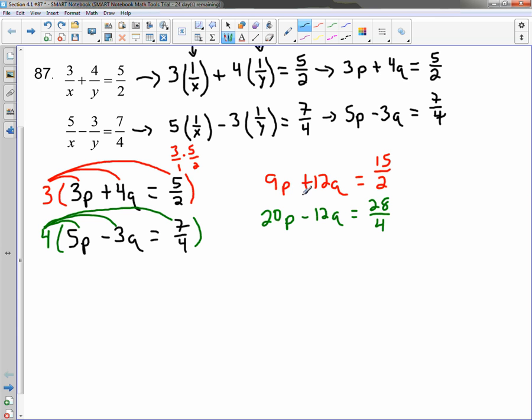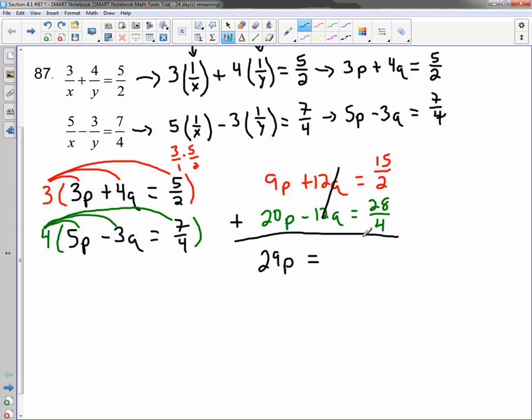The idea with elimination is once we have the same number with opposite signs, we're going to add them so that one of the variables eliminates. So in my p's, I have 29p when I add those. The q's are going to give me 0. Equals, I need to add these two.